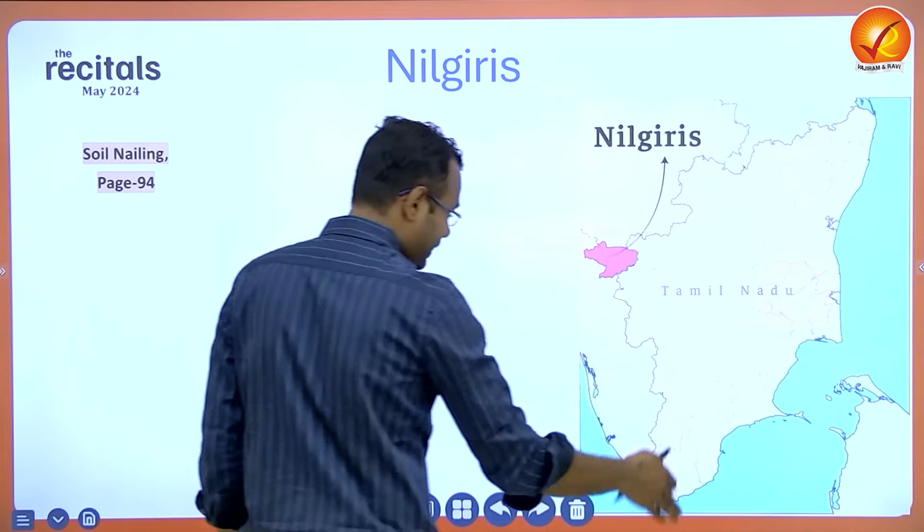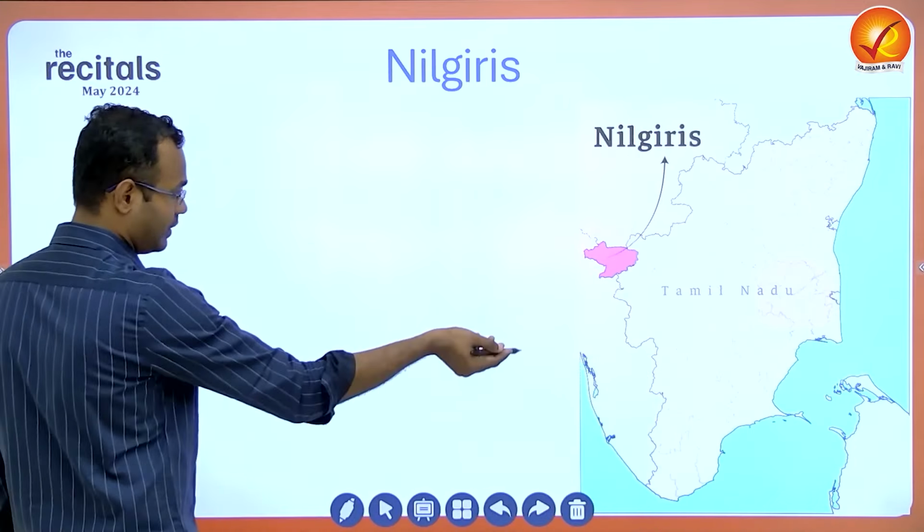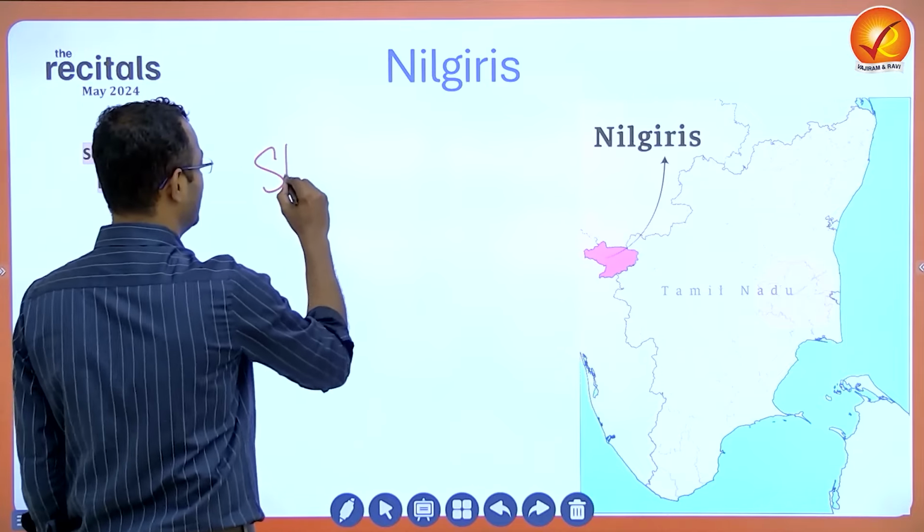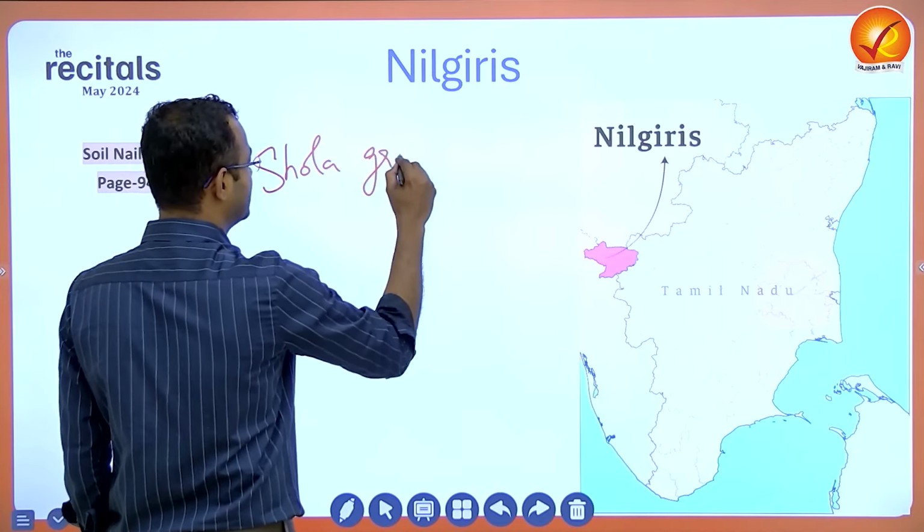And the entire section of Nilgiris on the Western Ghats region is also known for Shola grassland ecosystems.